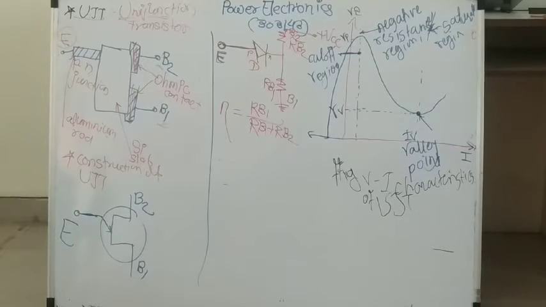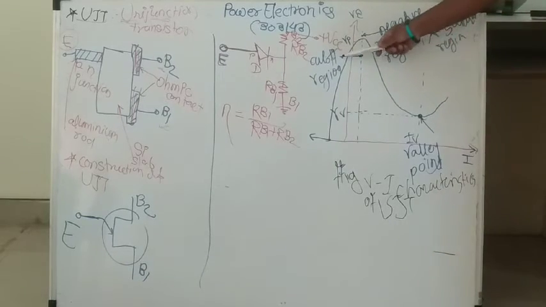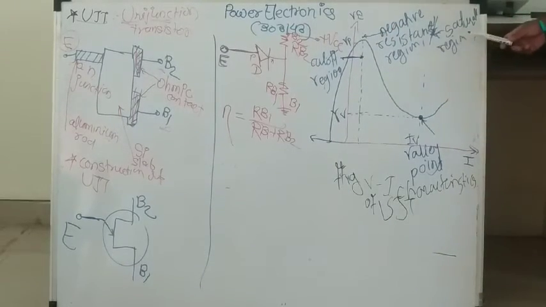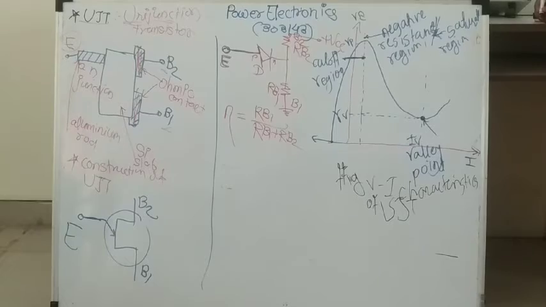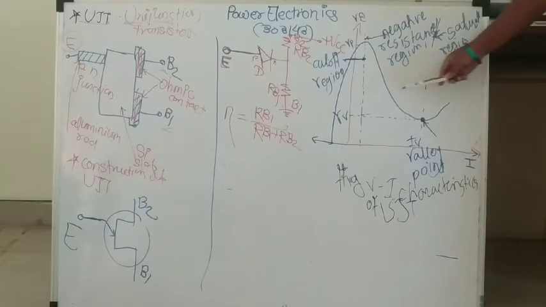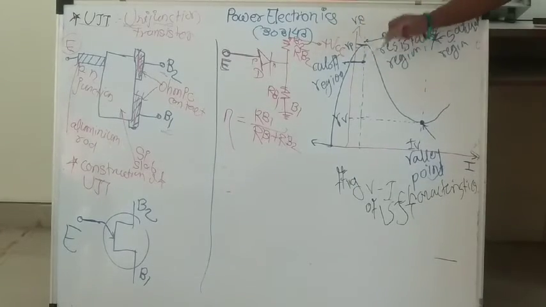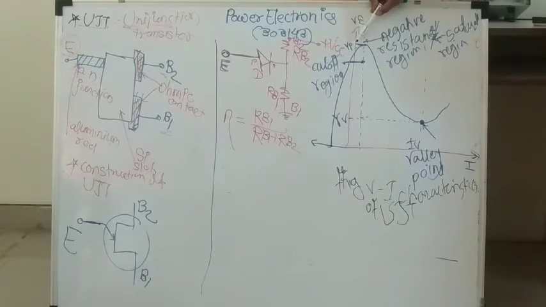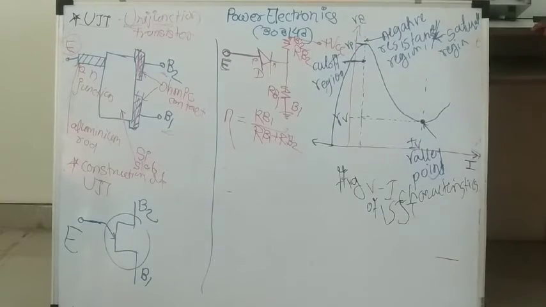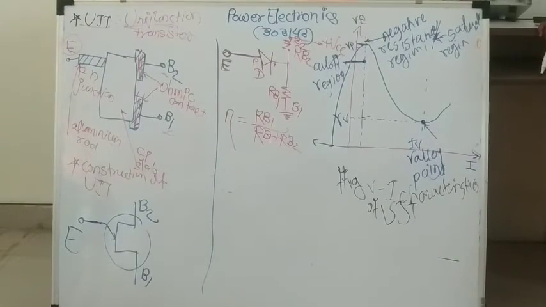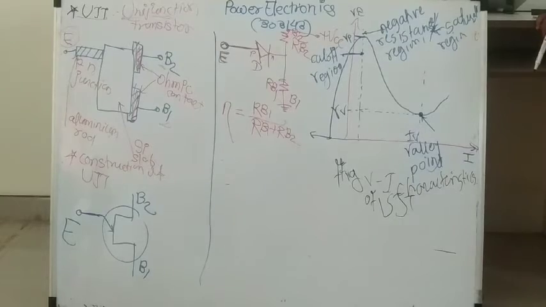Now this VI characteristics is divided into three regions. First is cutoff region, second is negative resistance region, and third is saturation region. Now see one by one. First is cutoff region. In this cutoff region, your applied emitter voltage is less than the peak voltage. This is the peak voltage, meaning highest voltage, and when your applied voltage is less than this peak voltage, in this case your UJT is in off condition. Hence this is called a cutoff region. In other words, in cutoff region your UJT is in off condition.